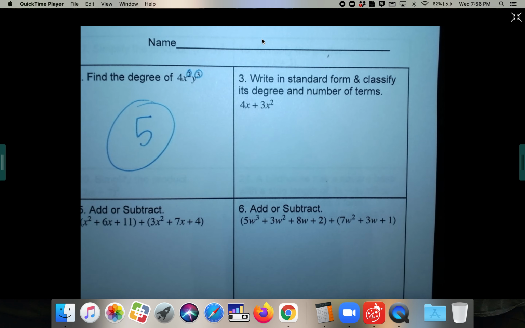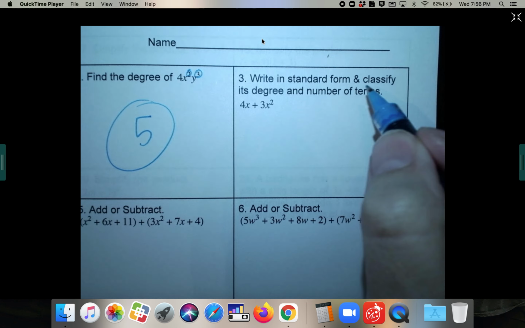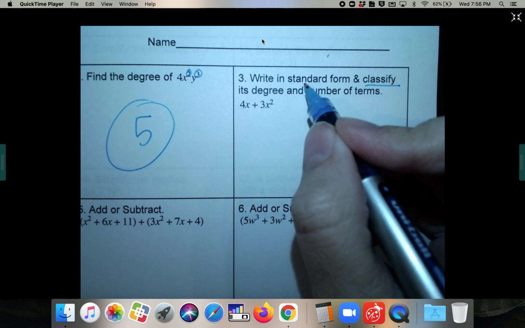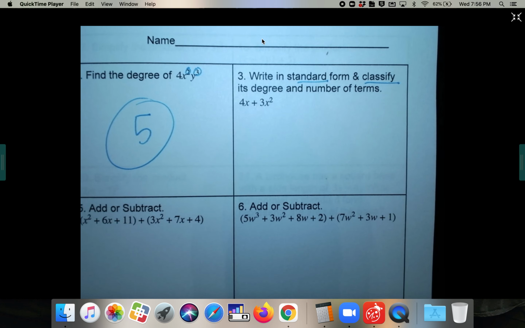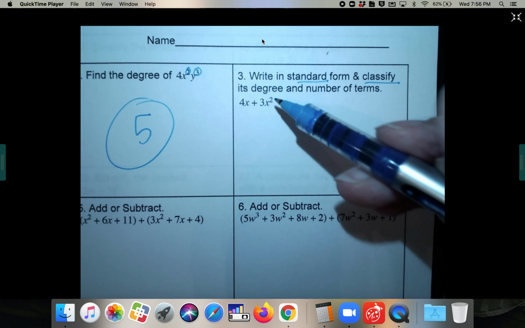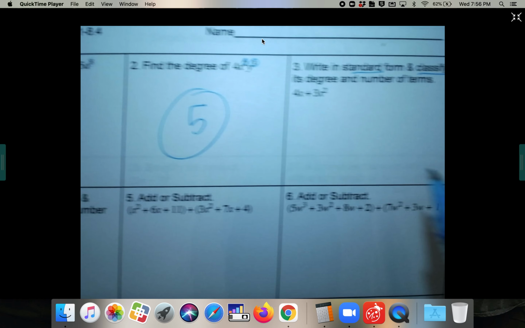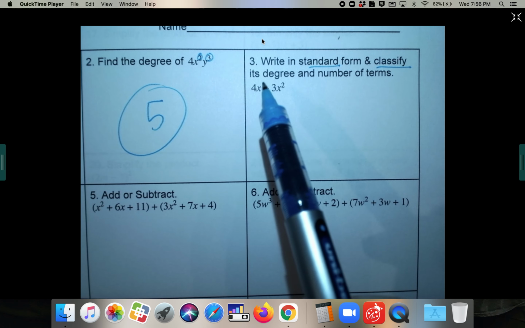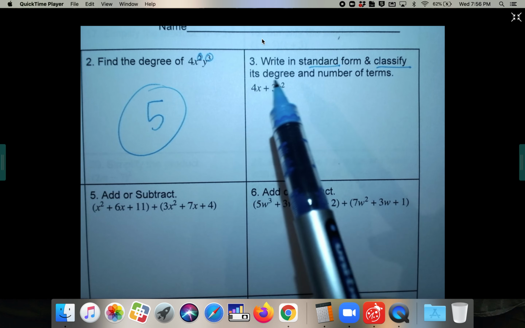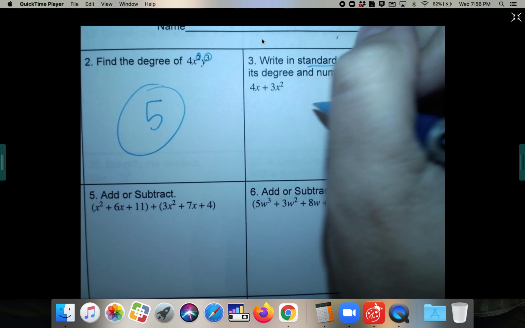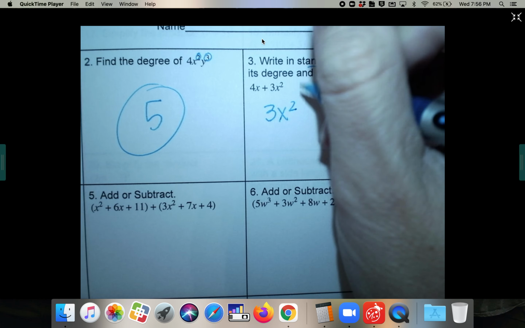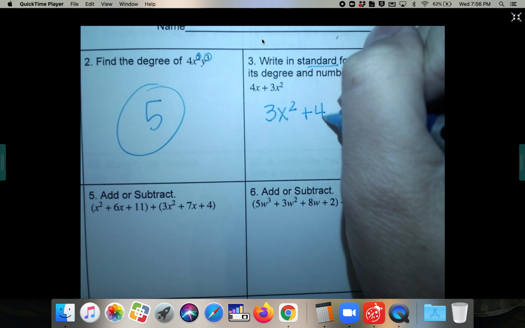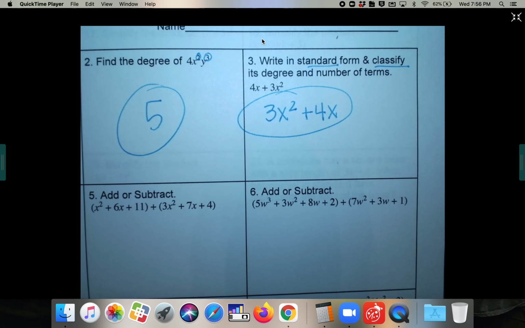Okay, we're going to write this in standard form, and then we're going to classify it. So this is actually going to be 2 different parts. Be sure you do both parts. Standard form means the biggest exponent comes first, which would have the biggest degree. Since the 3x squared has a degree of 2 and the 4x only has a degree of 1, the 3x squared should be written first. So it has higher priority. So 3x squared, and then plus 4x. This is the first part, which is writing it in standard form. And now we're going to classify it.